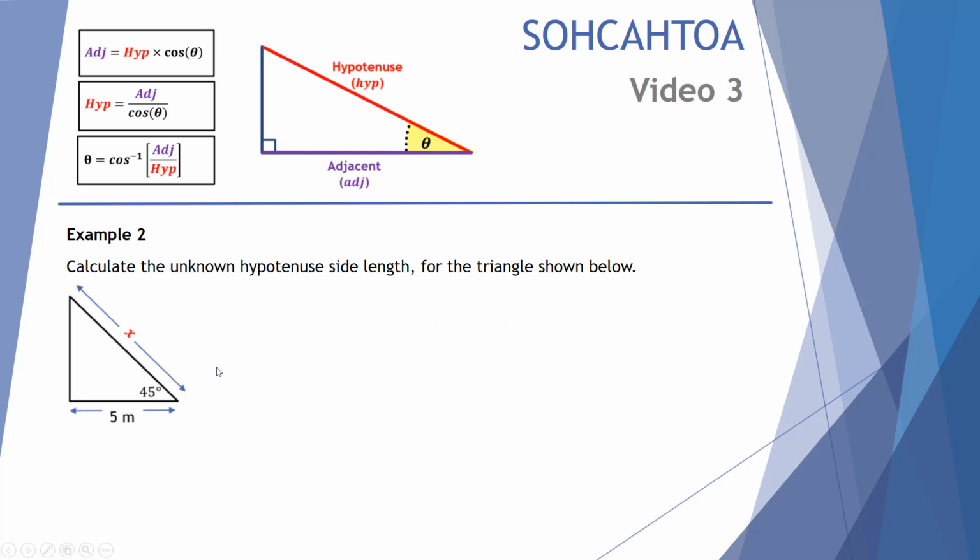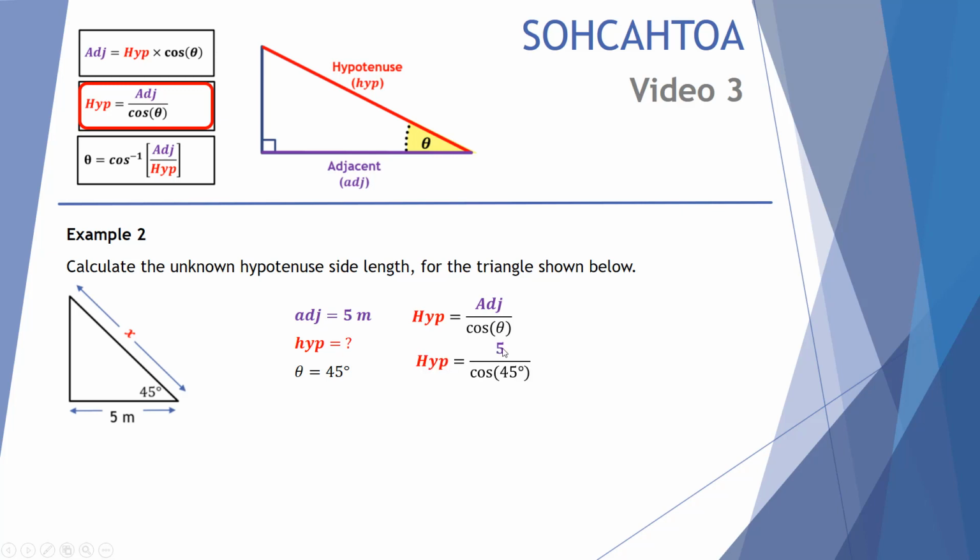Example number 2, we want to calculate the unknown hypotenuse side length for the triangle we have here. So the adjacent length is 5 meters. The hypotenuse is the question mark, that's what we're trying to solve. And the angle is 45 degrees. We want to calculate the hypotenuse. Which of these three equations will we use? Of course, we'll use this one with hypotenuse by itself on the left-hand side. So we'll write that down. Hypotenuse length equals adjacent length divided by the cosine of the angle theta.